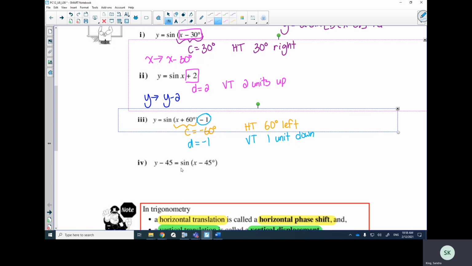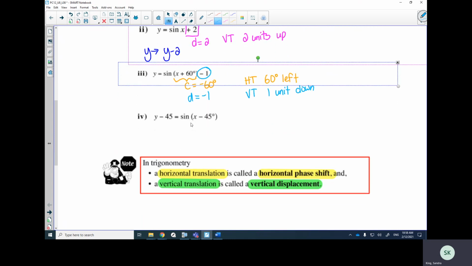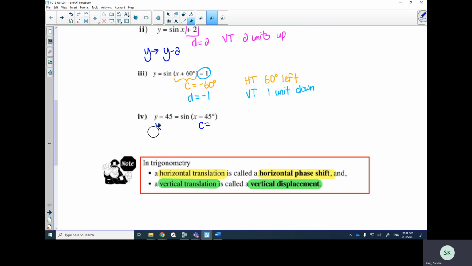Two parameters are happening here, so do the same thing, write both of these. So get that C value written and get that K, or it's not a K value, that's a D value. Kieran, what's your C value? What direction is it moving in? Right. That's right. So this would be horizontal translation, 45 degrees right.